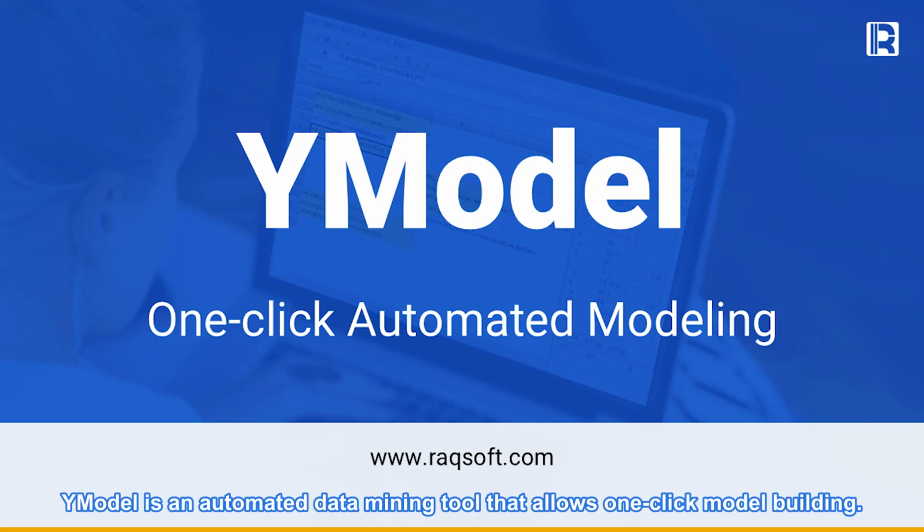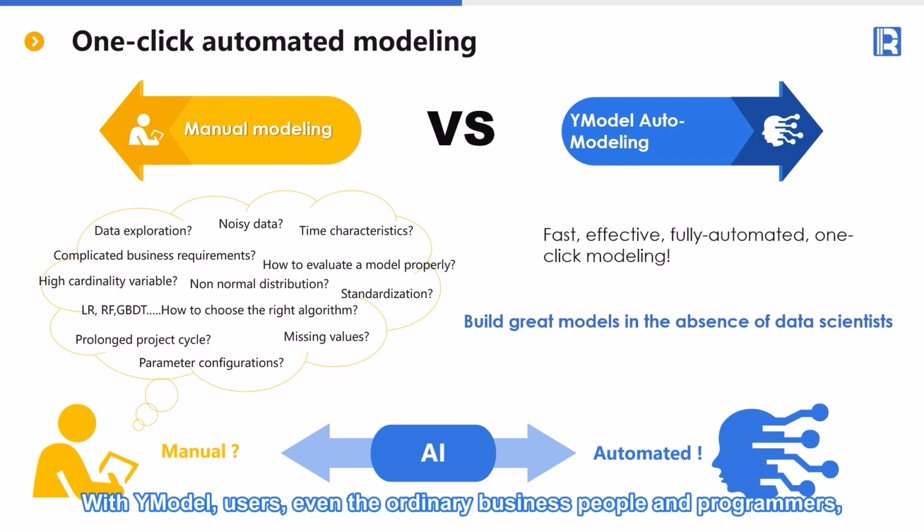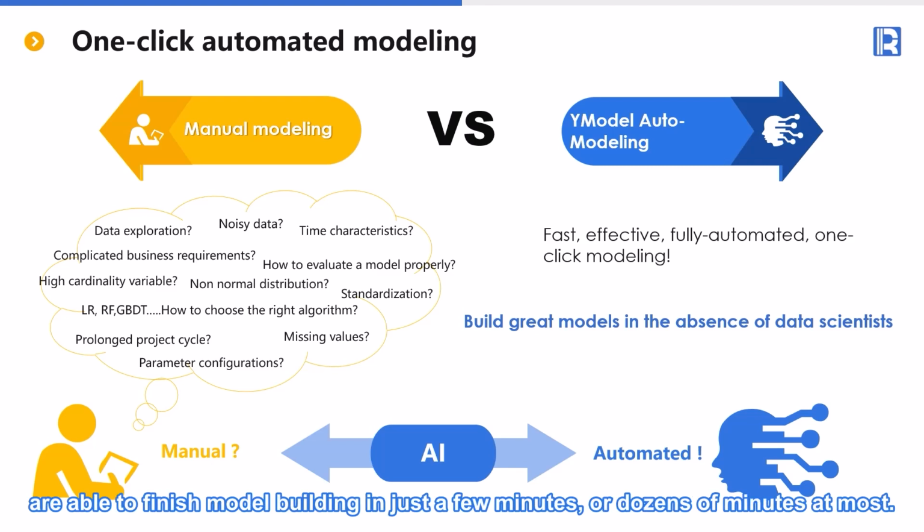YModel is an automated data mining tool that allows one-click model building. Data scientists are rare and expensive, and it takes weeks, or even months, to build one model. With YModel, users, even ordinary business people and programmers, are able to finish model building in just a few minutes, or dozens of minutes at most.